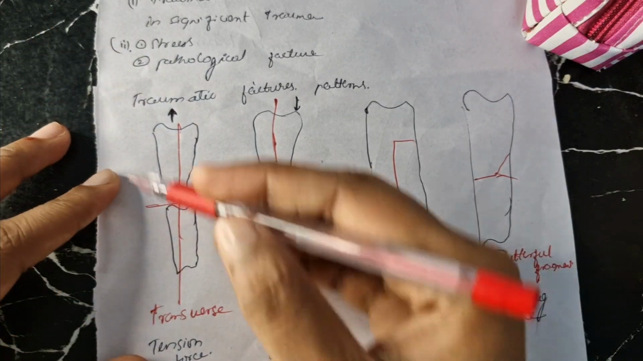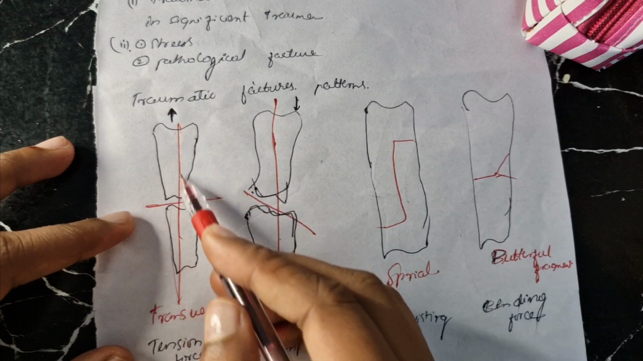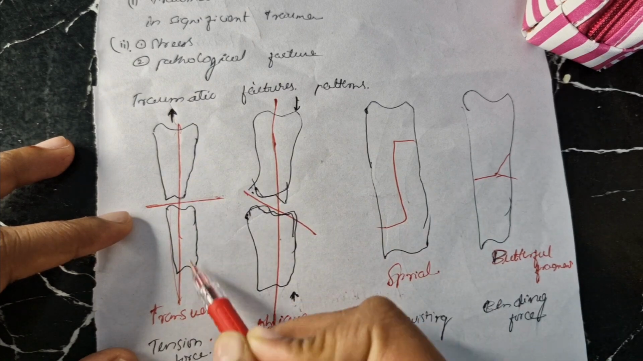This is the long axis of the bone. A fracture perpendicular to the long axis is called a transverse fracture. This is due to the tension force, which will be pulling this side and this side apart, so there will be a transverse fracture.